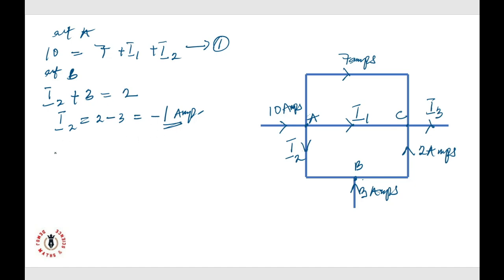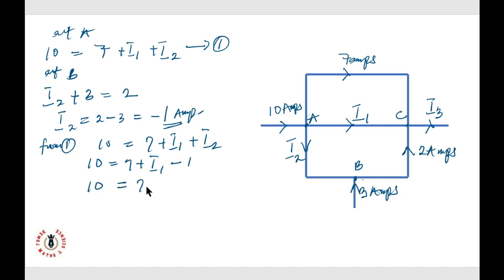If I2 is equal to minus 1 amps, from equation 1, we have that 10 is equal to 7 plus I1 plus I2. I'll go back and replace I2 with minus 1. That will be 10 is equal to 7 plus I1 minus 1. So that 10 now will be equal to 7 minus 1 is 6 plus I1. Invariably, 10 minus 6 is equal to I1, and that is the same thing as 4 amps. Write this conveniently as 4 amps.